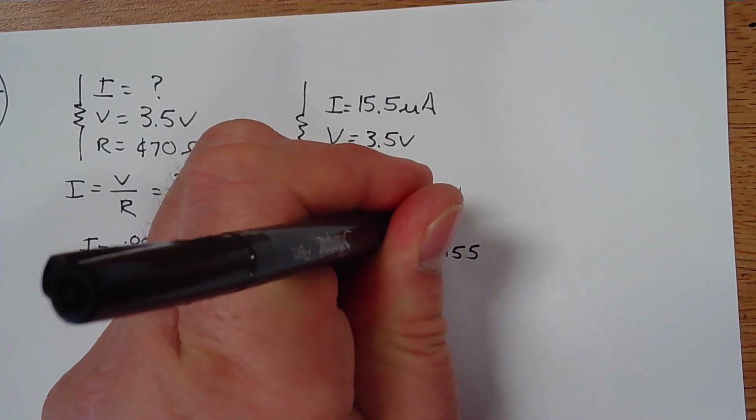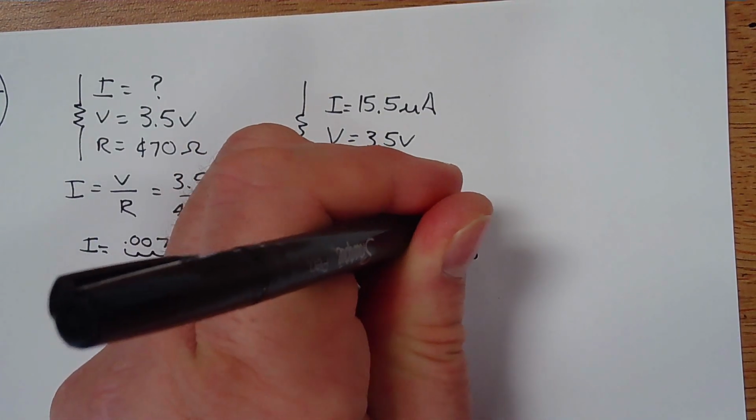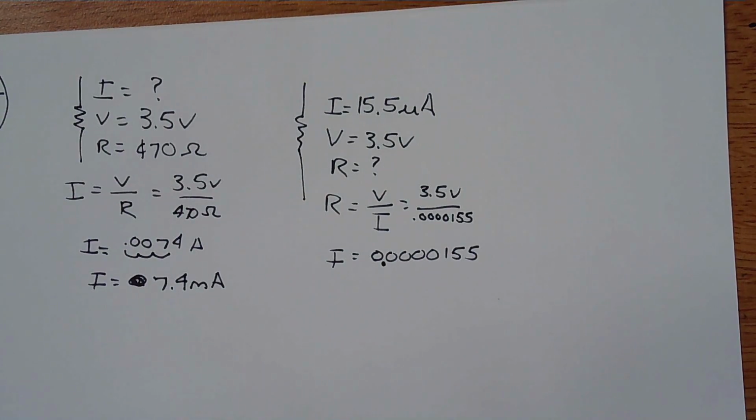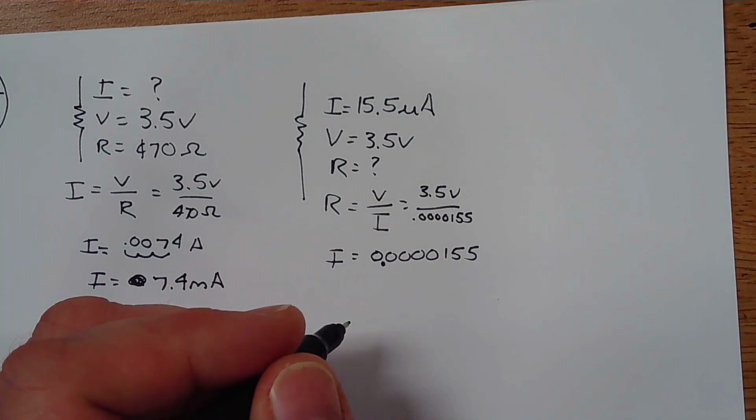So 0.0000155. 3.5 divided by 0.0000155. And let me hit that one more time. 3.5 volts divided by 0.0000155. There we go. I typed it in wrong the first time.